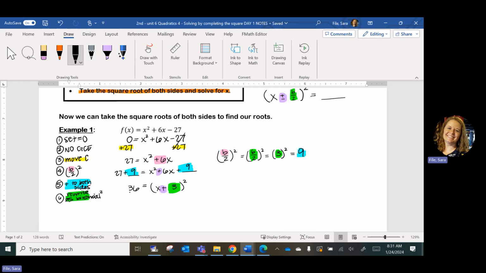So I want to solve for x. So now that I have it in this format where I have a binomial squared, I can do this last step, which is just take the square root to get rid of that square and finish solving for x. So that is the last step: take the square root and solve for x.